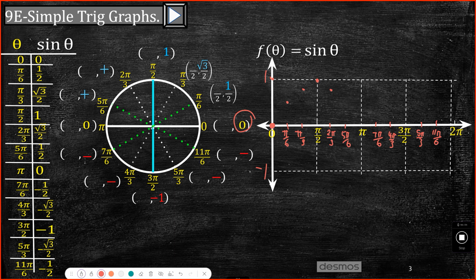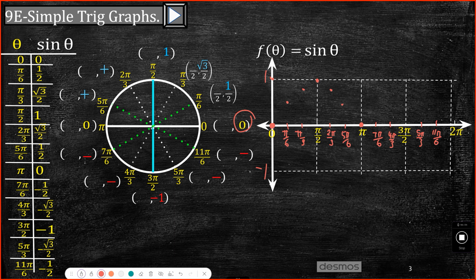5 pi by 6 goes to what? 1/2? 5 pi by 6 goes to a half. What's the output of pi? Output of pi? 0.